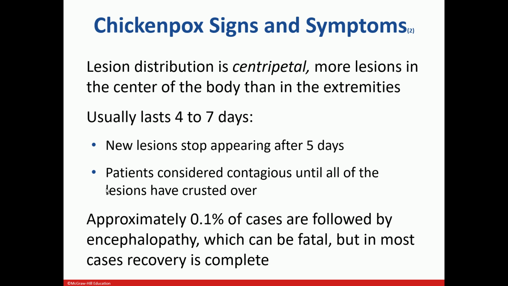Okay, so in chickenpox, the lesion distribution is centripetal. What does that mean? More lesions are seen in the center of the body than in the extremities. That is the meaning of being centripetal. They are more towards the center of the body than towards the extremities.